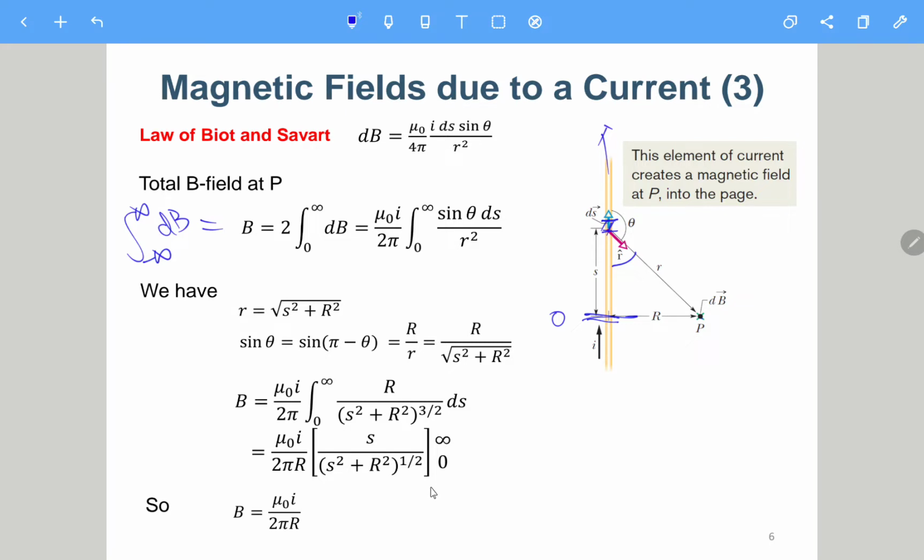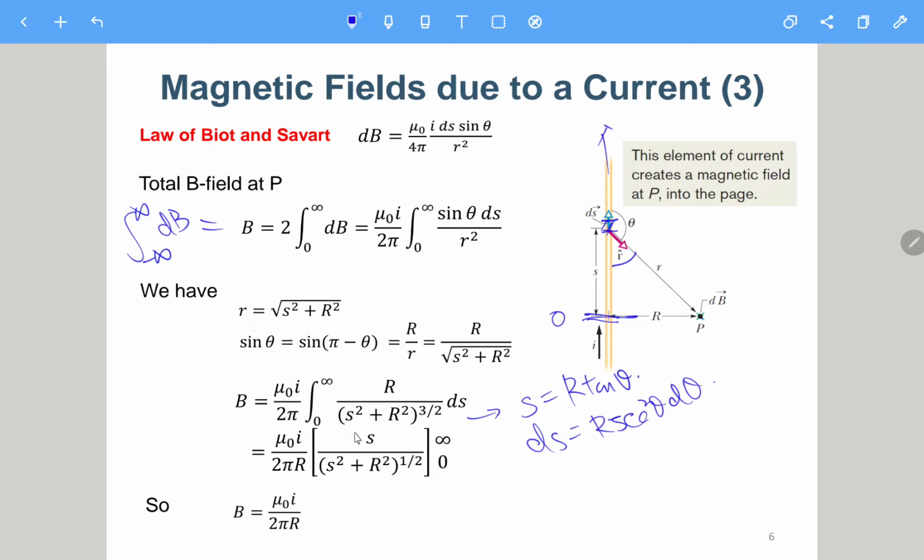So this one is not difficult to do, I think. Of course you need to do some change of variable. You should use something like s equals R times tangent of theta, and then you change it to there. Then you can have ds equals r secant squared theta d theta, something like that, to do this integration.